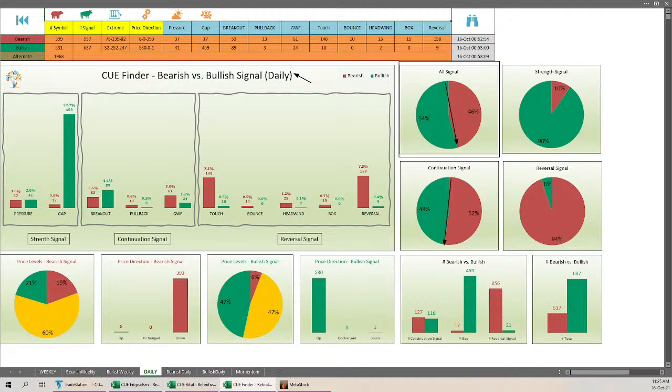One concern is strength signals are very bullish, however reversals are very bearish. 90% of strength signals are bullish and 94% of reversal signals are bearish, and they are comparable. Gap ups with reversals are comparable. So strength bullish, reversal bearish, together they are becoming bearish. That is a concern.